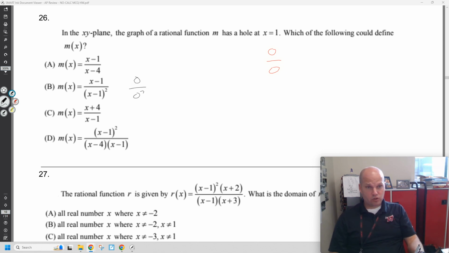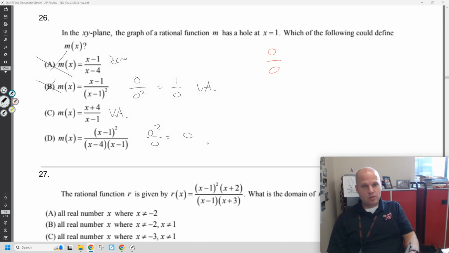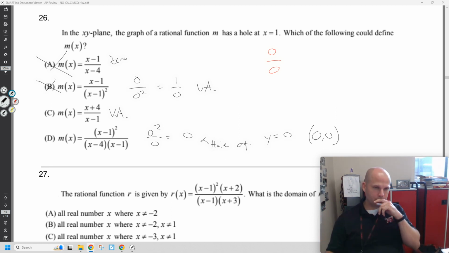This is 0 over 0 squared. That's going to simplify to be 1 over 0. That's the location of a vertical asymptote. This doesn't have a hole. This is a 0. Here, vertical asymptote. Here, we'd end up with 0 squared over 0, which simplifies to be 0. This would be a hole at y equals 0, or at the point 0, 0. There wouldn't be a point, there'd be a hole.